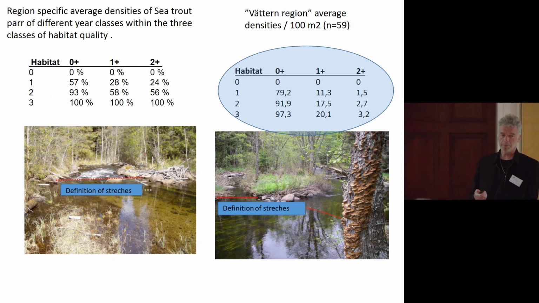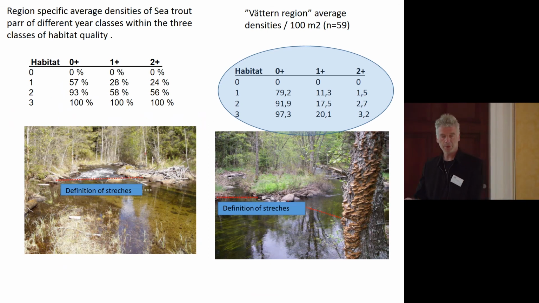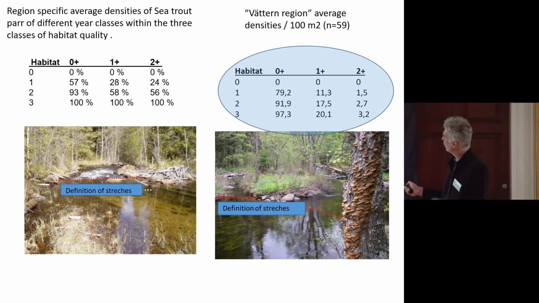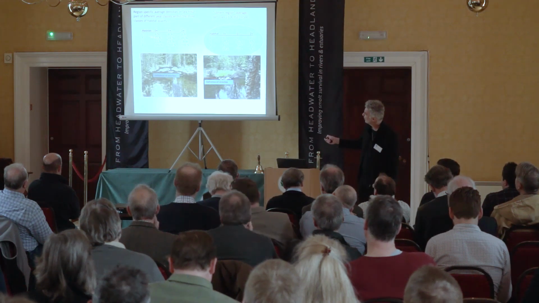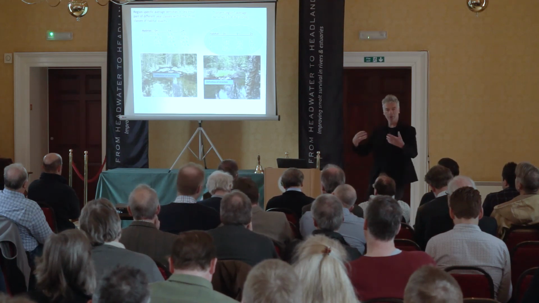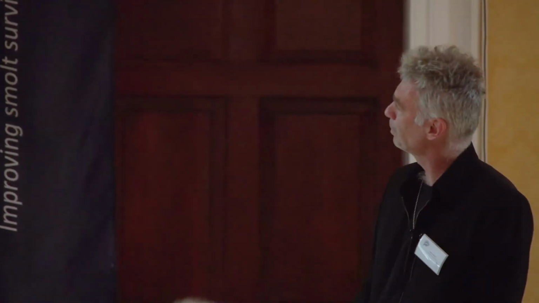And then we have region-specific average densities within each of these habitat categories. So for example, in the Vättern region, in the middle part of Sweden, habitat class 3 should hold 97.3 0+ fish per 100 meters. That's the average that we use. Then if we extrapolate on this, we know that this should be 100%, and in habitat class 1, we should have 57% of that number. So we can use this data to extrapolate for different habitats. That could be a way of modeling it.